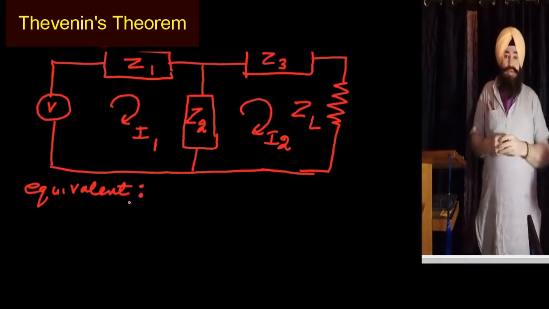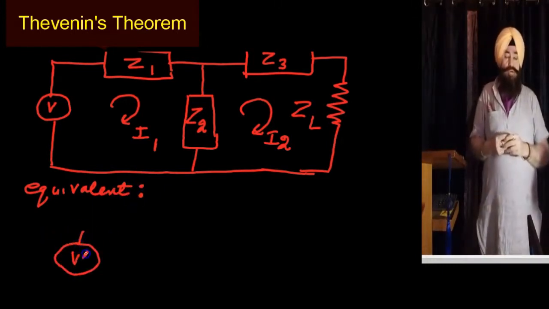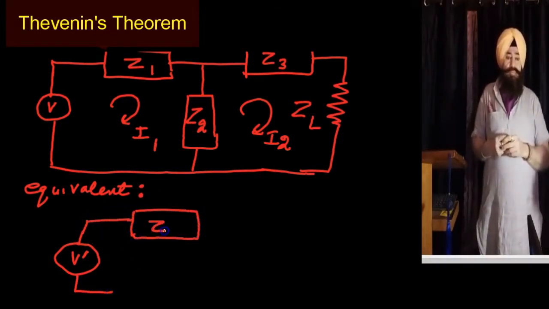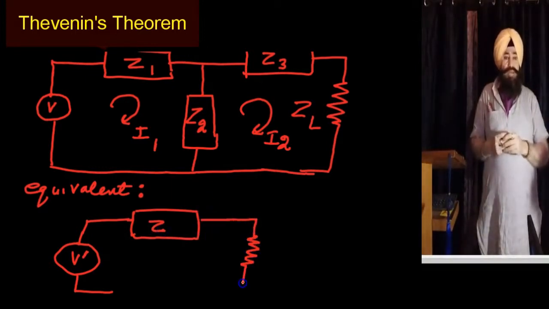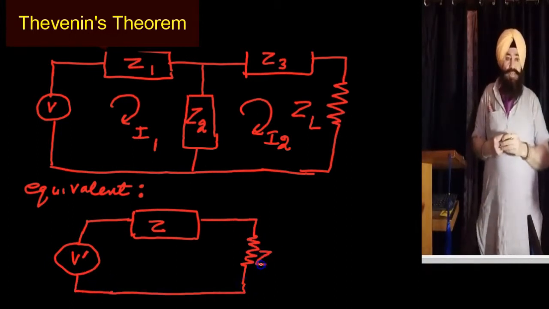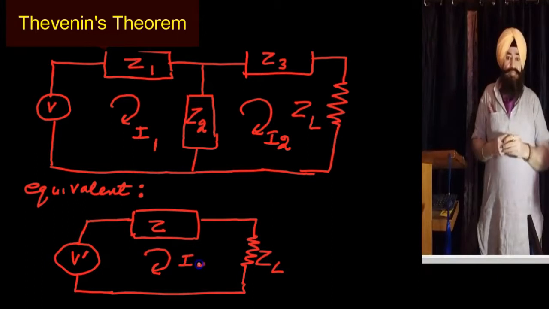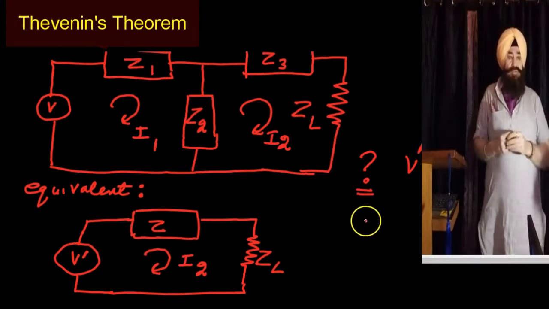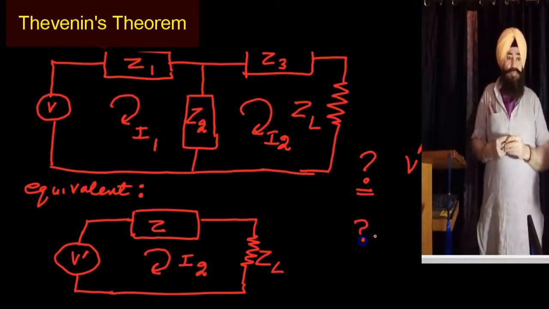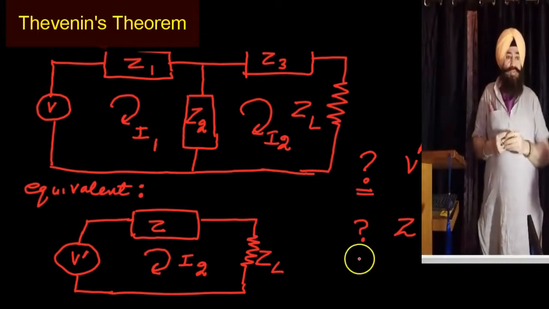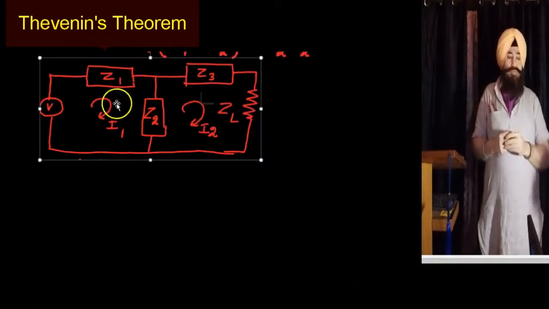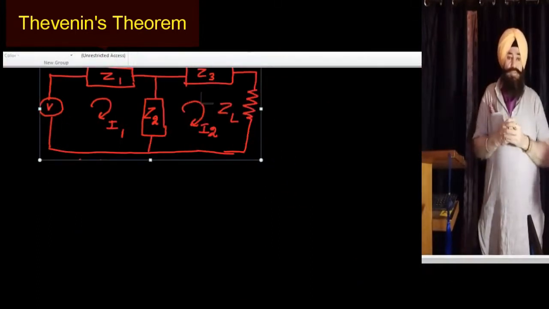Now equivalent to this network, we have a very simple Thevenin simplified circuit. Voltage source V dash different from V, impedance Z different from Z1, Z2 and Z3, but ZL is the same. And the current flowing is I2, which was in the second loop. The question is: number 1, what is the value of V dash? Number 2, what is the value of Z? Number 3, what is the value of I2? Now we are going to solve for these three unknown quantities.